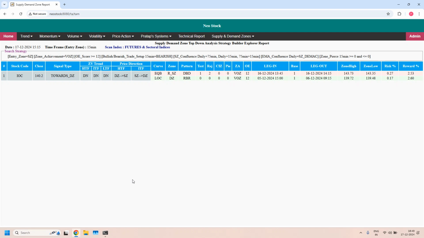LTF, ITF and EMA confluence, LTF, ITF, HTF and also EMA confluence, they are very important strategies. You need to understand them. As per those strategies only, we are filtering these stocks. So this is about the bearish trade setup for daily income trade.